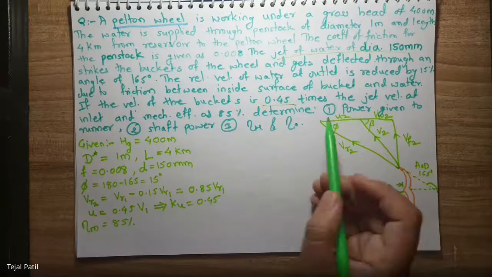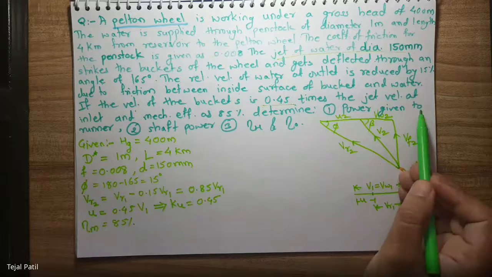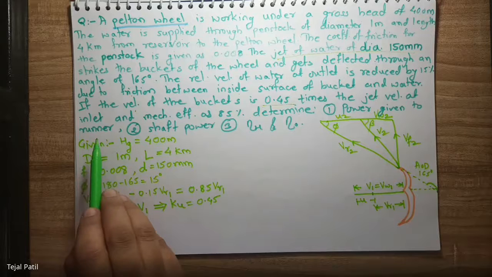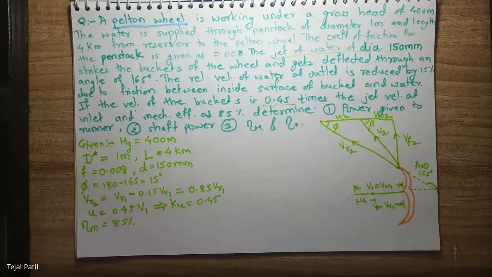Determine power given to the runner. That means how much power is given to the runner. What can you tell me what is meant by this? What you are supposed to find? Power given to runner means? Yes, anyone? Power given to runner. RP. Okay, power given to runner.